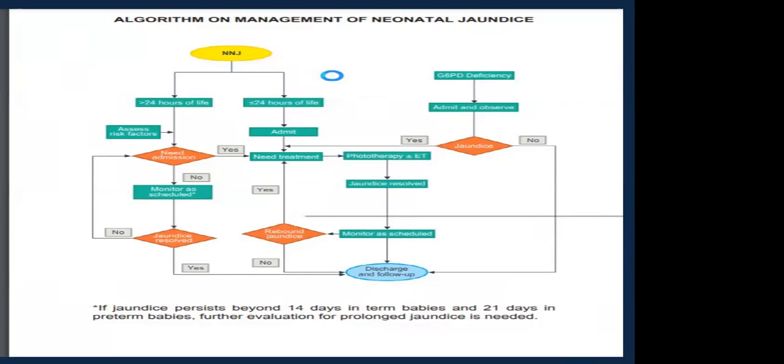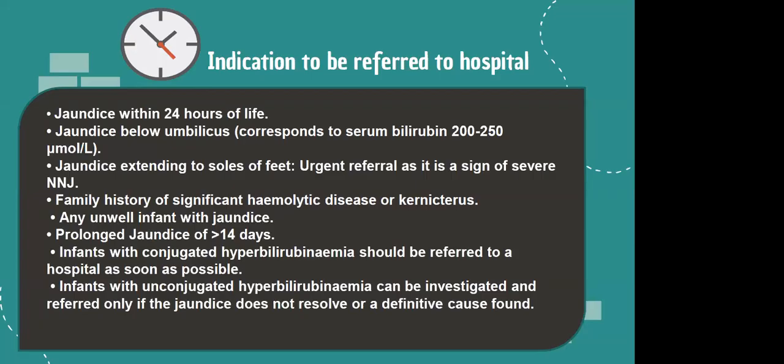This is the indication to be referred to the hospital: when the baby has jaundice within 24 hours of life, jaundice below the umbilicus, jaundice extending to the soles of the feet, family history of significant hemolytic disease or kernicterus, an unwell infant with jaundice, prolonged jaundice of more than 14 days, or an infant with conjugated hyperbilirubinemia. If the infant has unconjugated hyperbilirubinemia, we can investigate and refer only if the jaundice does not resolve.